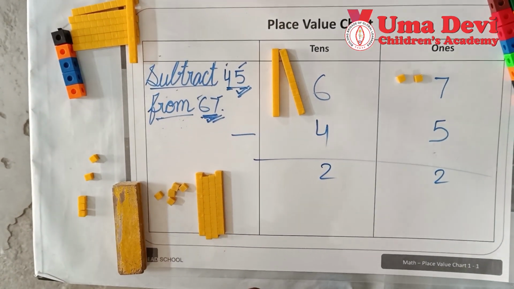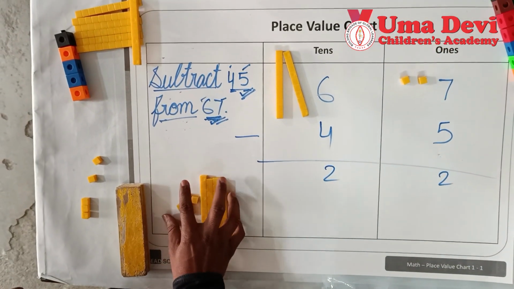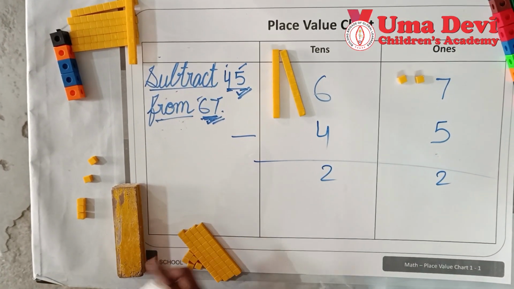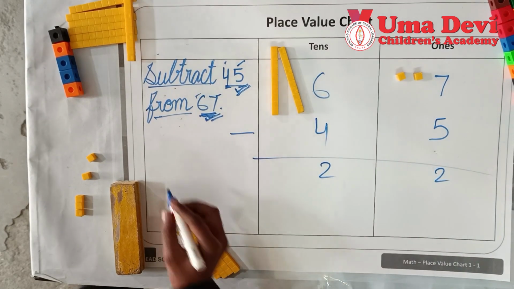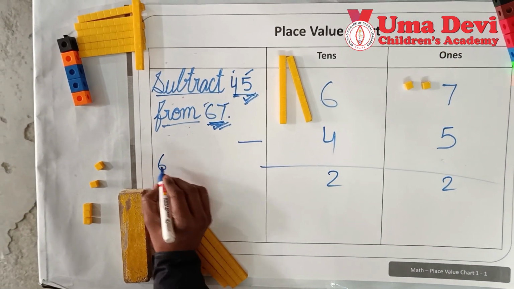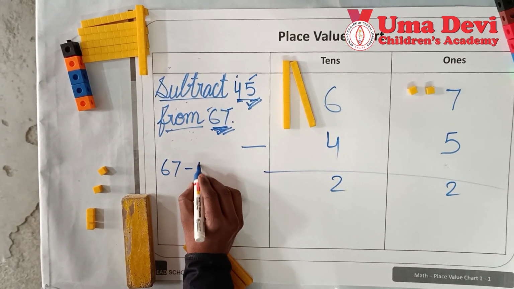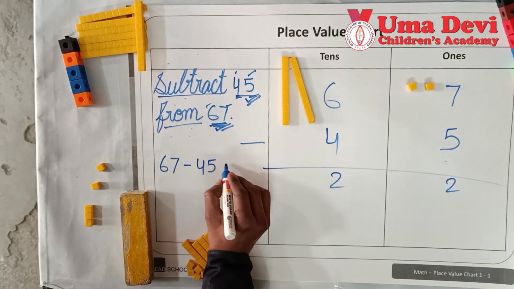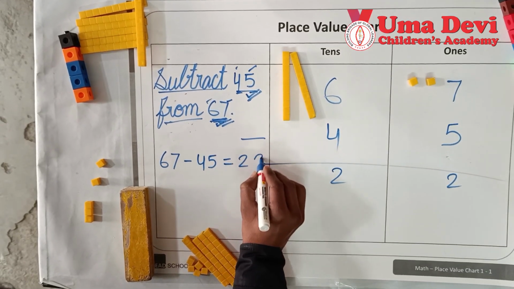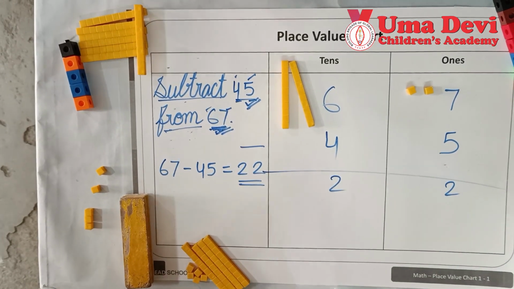It means what will we get when we subtract 45 from 67? We will get 22. So you can also write this question like this: 67 minus 45 equals 22. Right? Good.